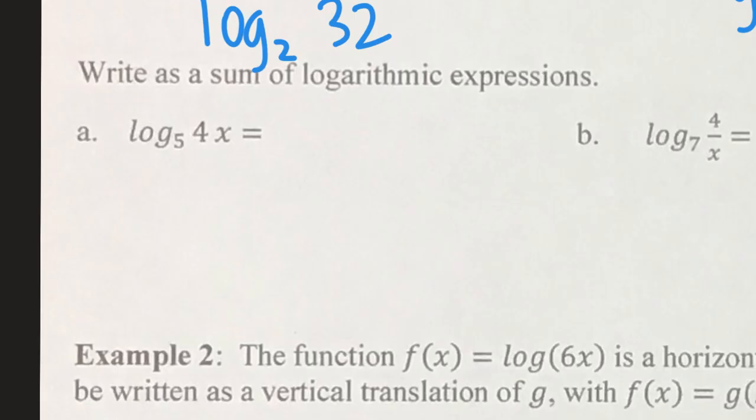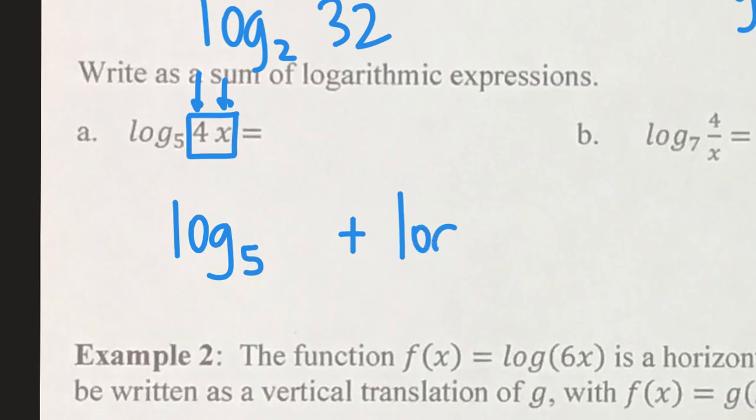Now we're taking this one, which happens to be a multiplication problem. These are being multiplied, and how many things are being multiplied together? Two of them. So how many logs are we going to have? We're going to have two, because you have one log for every term, basically. So we have log base 5 of 4, the first term, plus log base 5 of x, the second term.